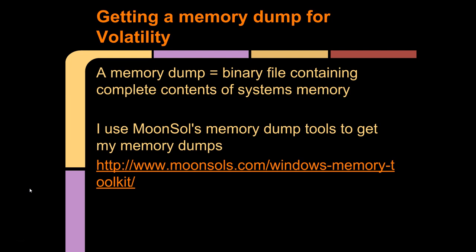So to get a memory dump for Volatility, if you don't have a virtual machine, one tool that I have used in the past is Moonsols Memory Dump, and you can get that at moonsols.com. And so a memory dump is a binary file. It's not going to have any standard file format. It may just be .bin if you're lucky. That contains the complete contents of system memory. So you're going to have the stack, the heap, all the memory segments, and that's going to be for the entire system across all processes, including the kernel and daemons and services.